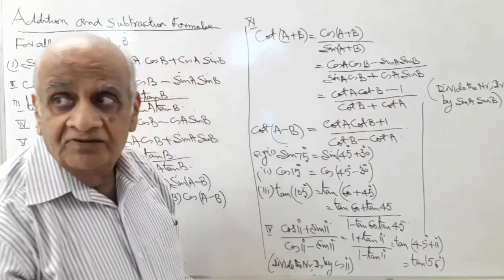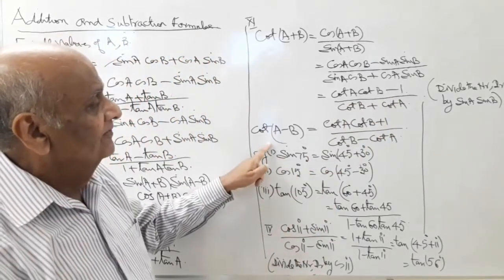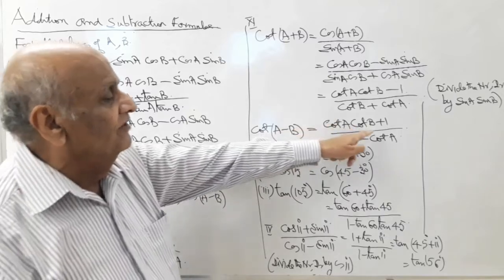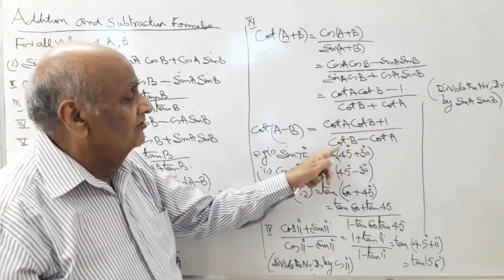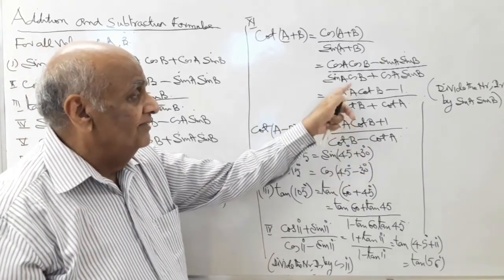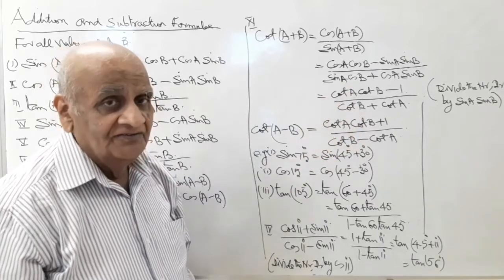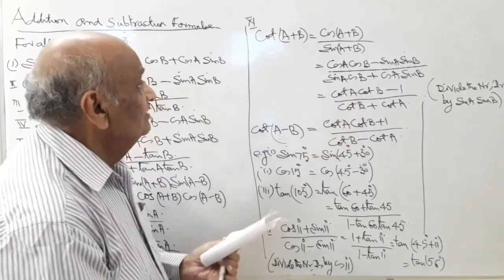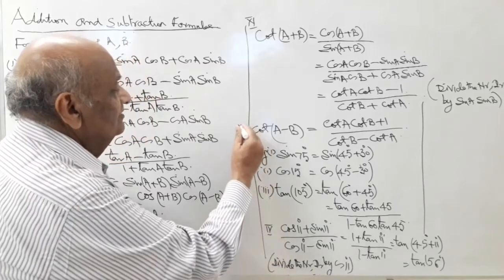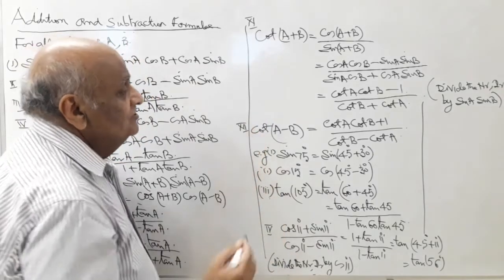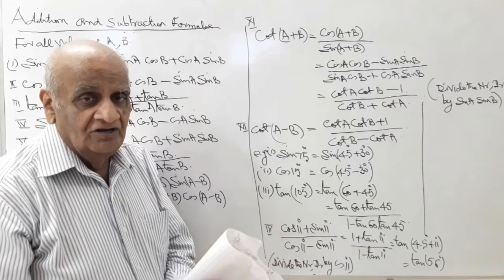And then you have cot(A minus B). It is cot A cot B plus 1 over cot B minus cot A. On the same pattern you can simplify this. Now these are the 12 results you try to remember when you study addition and subtraction formulas.